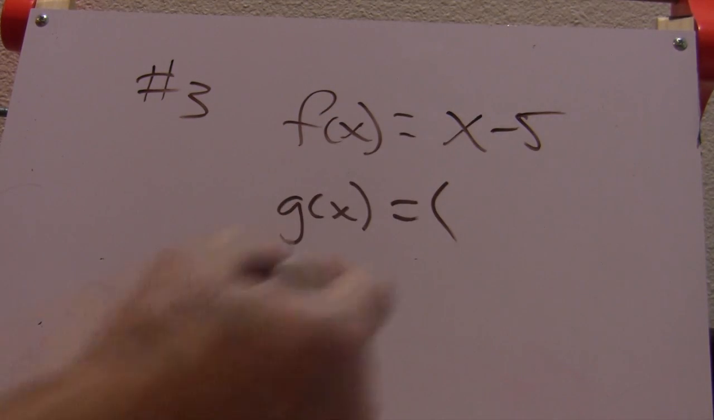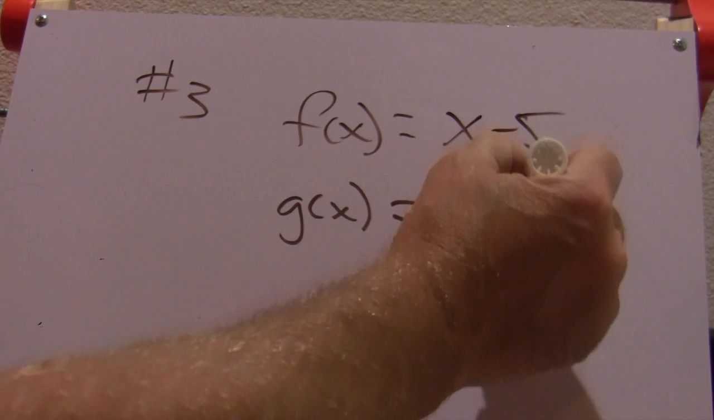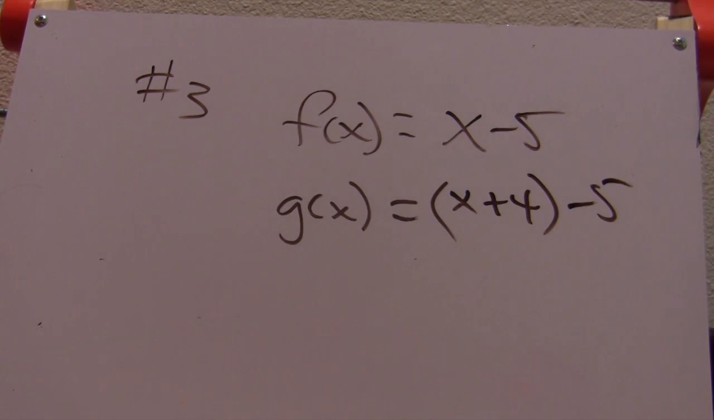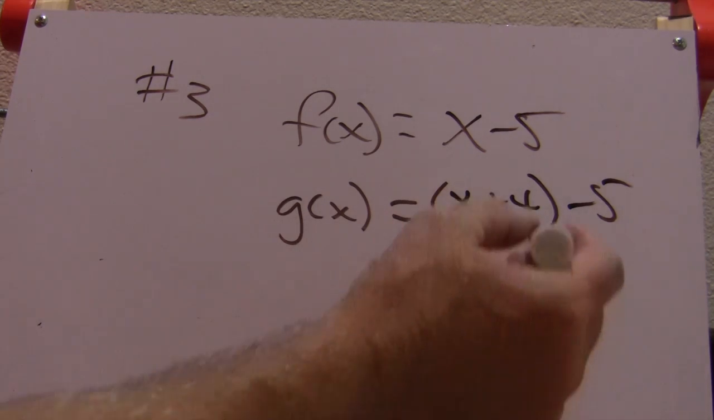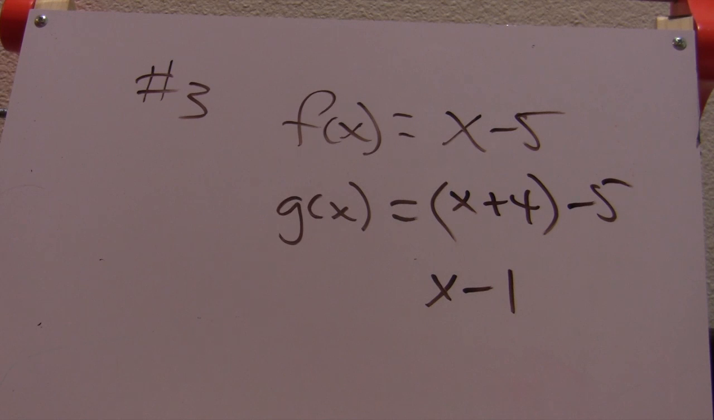So what I do, to get my g of x, is when I come to x, I put parentheses, x, and remember it's 4 units left, which is a negative 4, but we do the opposite of that, or the inverse of that. So we get x plus 4 minus 5. And then we just simplify this. So x plus 4 minus 5 would be x minus 1, and that would be the answer to number 3.